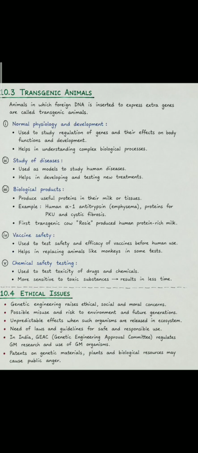And next one is ethical issues. Genetic engineering raises ethical, social, and moral concerns: possible misuse, and risk to the environment and future generations. There are unpredictable effects when such organisms are released into the ecosystem. There is a need for laws and guidelines for safe and responsible use. In India, the Genetic Engineering Approval Committee regulates GM research and the use of GM organisms. GM is genetically modified. Plants and genetic materials, plants and biological resources may cause public anger.